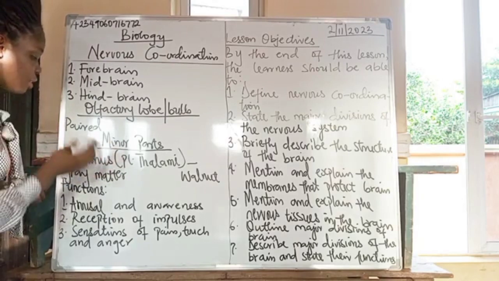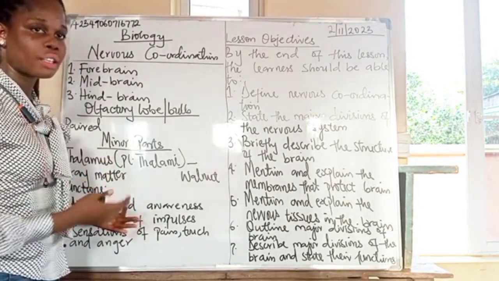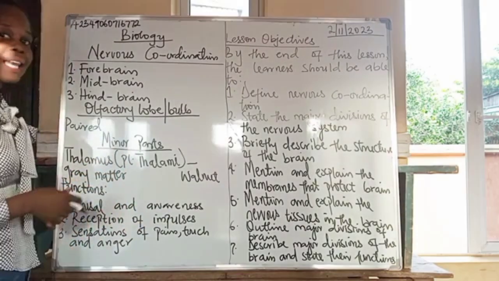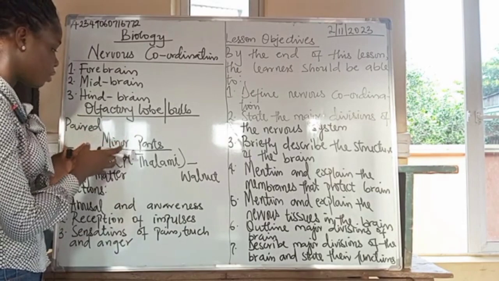the thalamus is involved in arousal and awareness. It is also involved in the reception of impulses. It receives impulses from the midbrain, the hindbrain, and the spinal cord. Lastly, we have that it is the site for the interpretation of the sensations of pain, touch, and anger. So that is it for the minor parts of the forebrain.